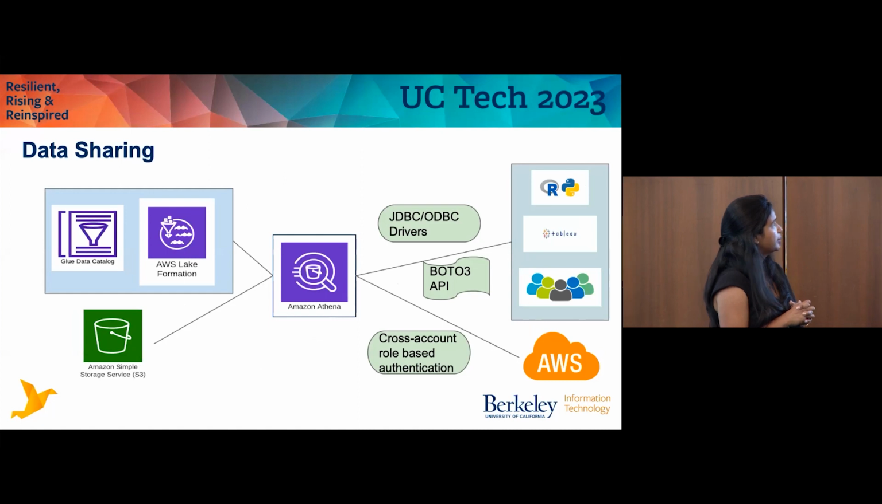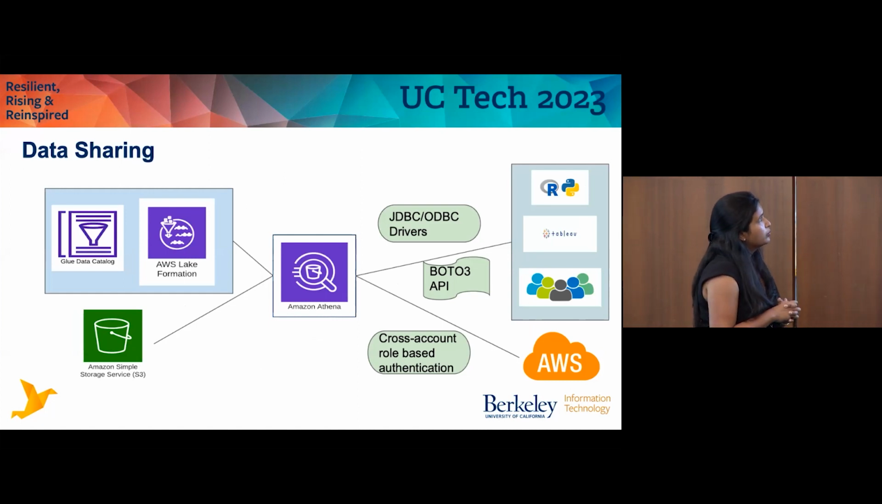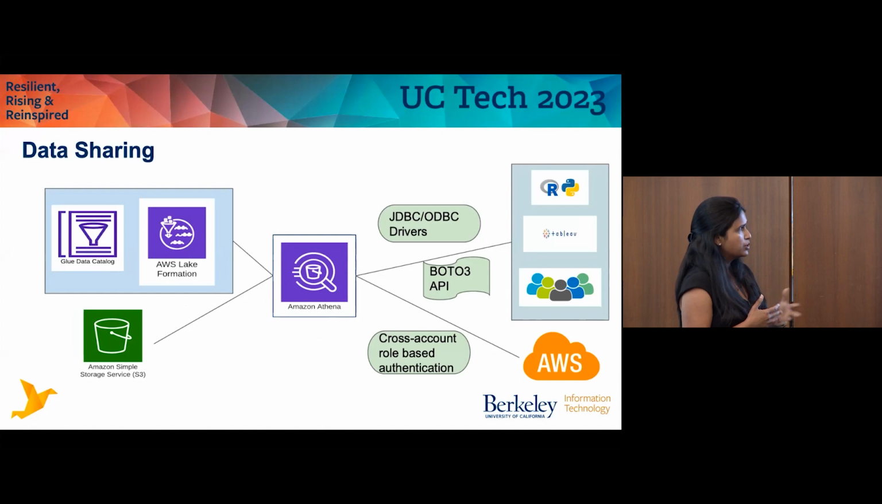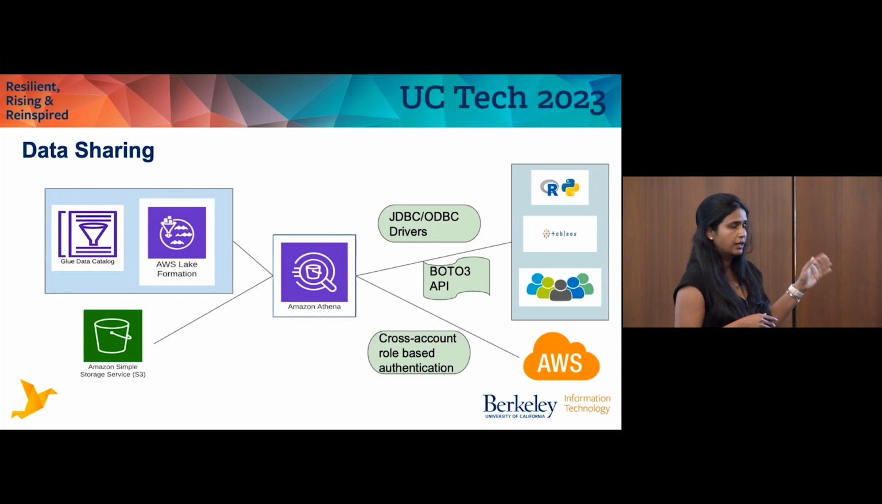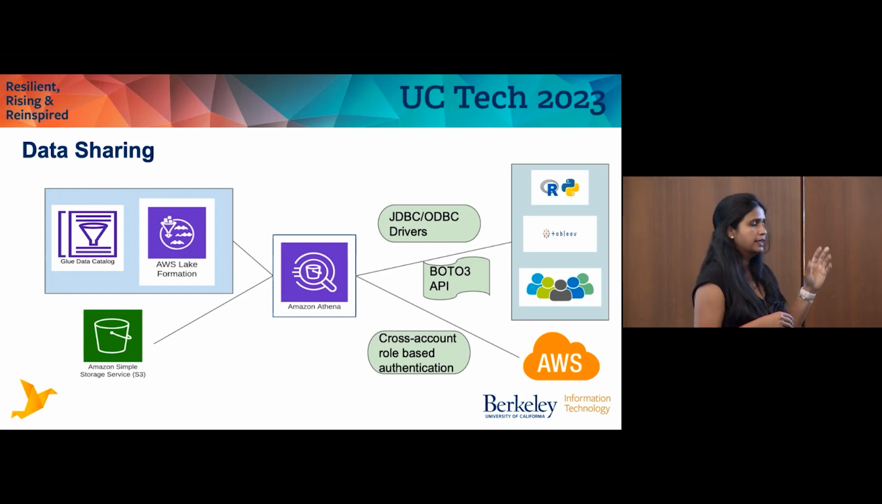With that, data sharing. So how do any applications access our data? Most of the applications, like our BI tools, our users, they usually use JDBC, ODBC drivers, or Boto3 APIs to connect to the data lake. But we are also using the cross-account role-based authentication for AWS account users. So for any users who have their own AWS accounts, they can simply use their accounts to query the data sitting in our data lake using this authentication.